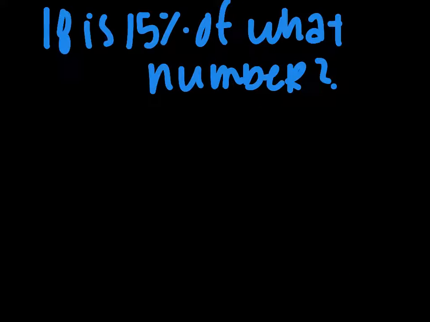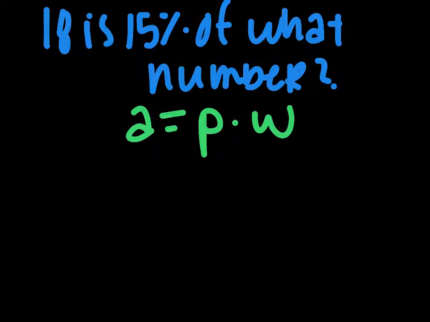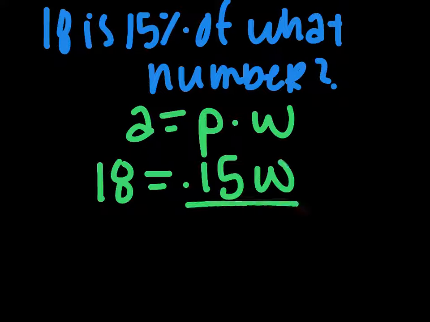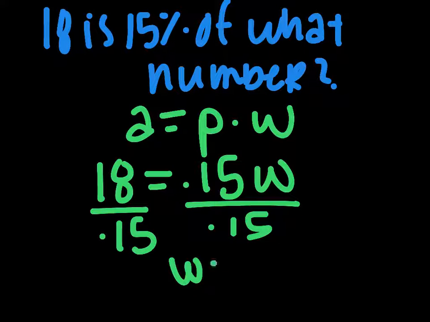Take a look at this one, and when you're ready to check, pause the video. Okay, A equals P times W. 18 equals 0.15 W. Divide by 0.15, divide by 0.15. W equals 120. You guys are doing a great job.